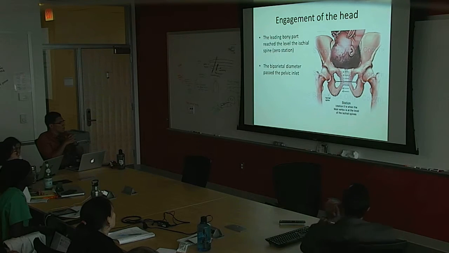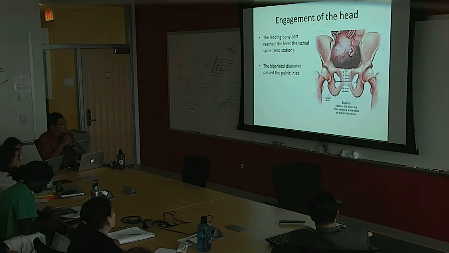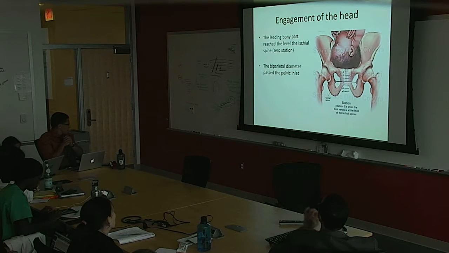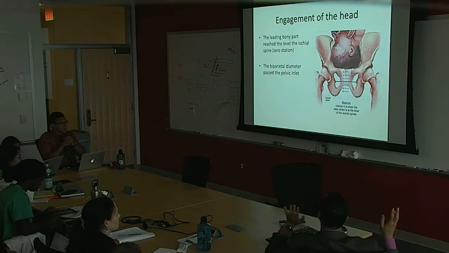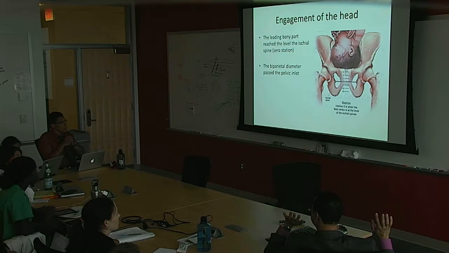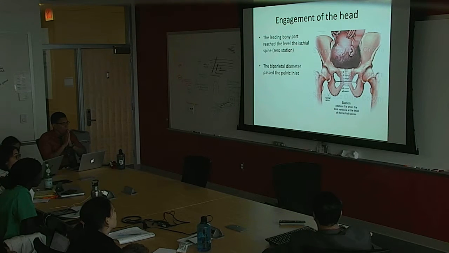The ischial spine is zero station. If this is the lowest part of the head, when it reaches zero, this means it's engaged. And that's only for the head, in a cephalic presentation, vertex presentation. It's not for anything else. So if you feel the sacrum in someone with breech presentation at the zero spine, does this mean the baby is engaged? No. But this is for a vertex presentation.